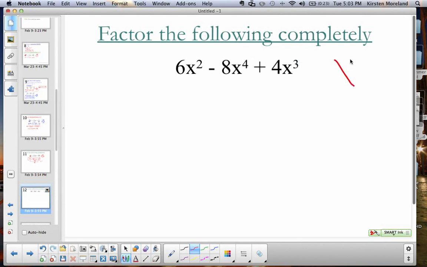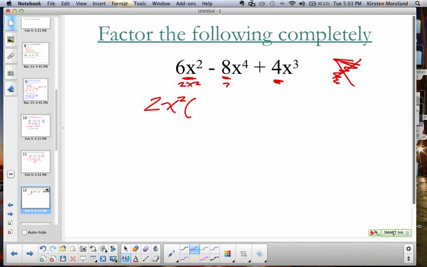You should not be thinking x's. Don't think that. You only want an x squared as your biggest exponent for those. So what I'm going to see is that 6, 8, and 4 all have a 2 in common. And x squared, x to the 4th, and x to the 3rd, the smallest exponent on those x's is x squared. So that's what I'm going to factor out.